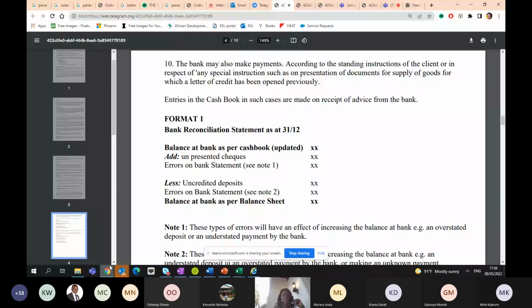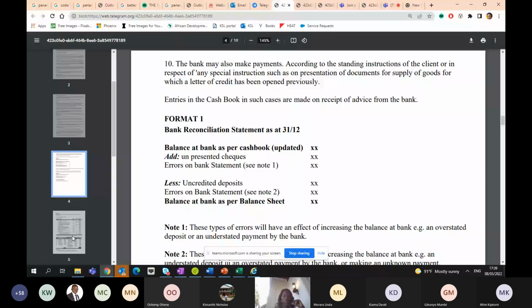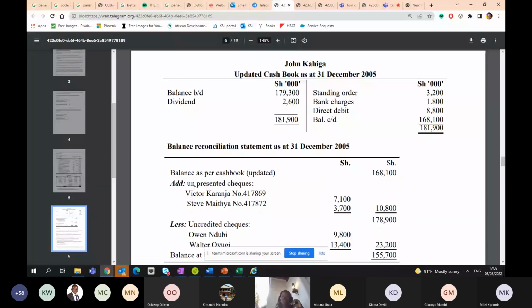I'll just go a bit ahead to show you the difference. If you want to correct the cash book and reconcile it to the bank statement, you have to do it in two steps. One, you first have to update your cash book. Then after that, you do your reconciliation. So with any question, you need to look at the two steps. What do you need to correct under the cash book? And what do you need to correct under the bank reconciliation? As a general idea, you want to correct most errors in your cash book under the updated cash book.